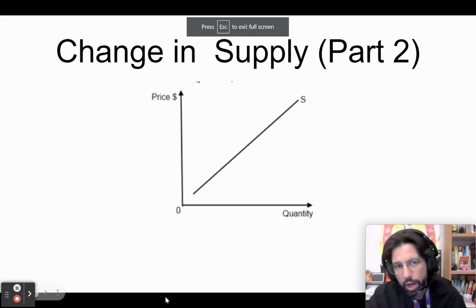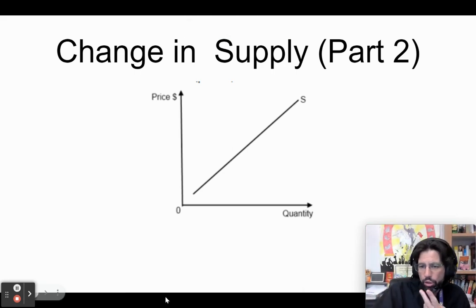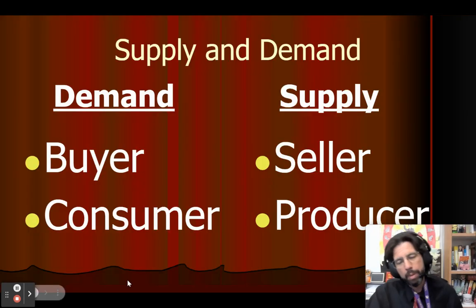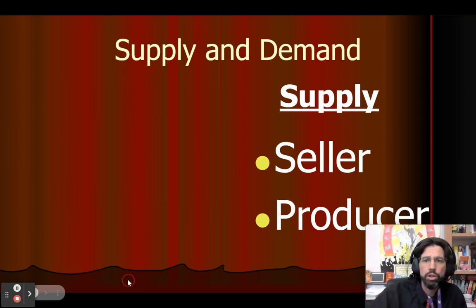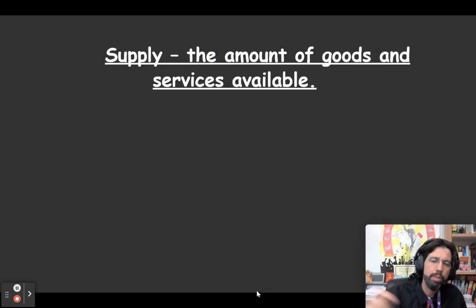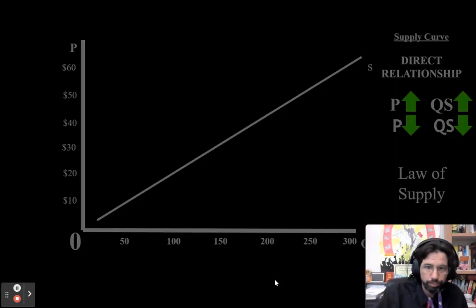Ladies and gentlemen, let's talk about a change in supply, part deux. Remember, this is dealing with supply and demand, but in this part, we're still dealing with the concept of the seller and the producer only. And also remember that supply is simply the amount of goods and services that is available. That's what supply deals with: the production.